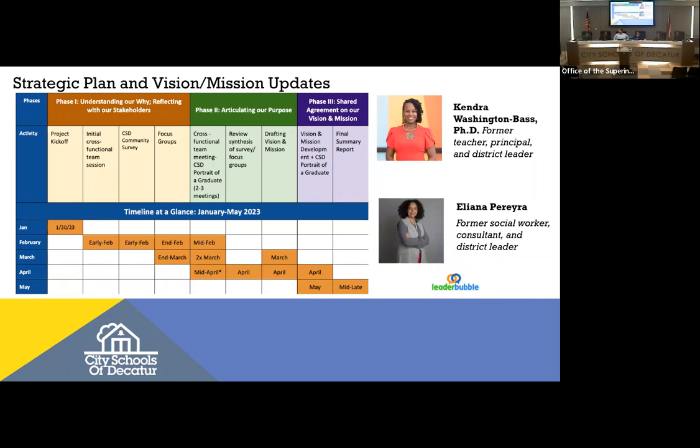The chart here shows the scope of the work, not just for the revision of our CSD vision and mission, but we're also undertaking developing a portrait of a graduate. You'll see the timeline started in January, and it's not set to end until May. I know that may seem like a long time, but we are being very deliberate about bringing in a representative group of stakeholders together through this process and centering our conversation and lifting the voices of those that have been historically marginalized. You'll notice that there's several opportunities for stakeholder engagement throughout the process, including a community survey, focus groups, and our cross-functional leadership team.